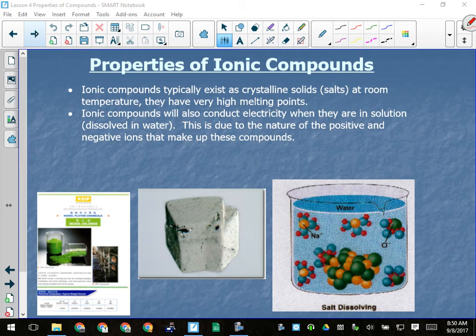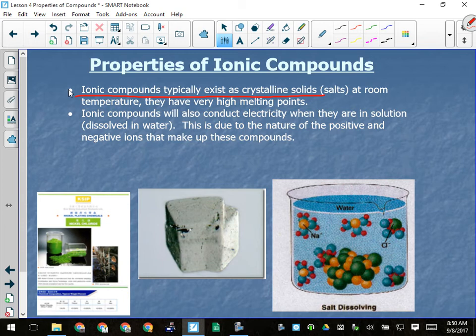No. Okay, the reverse is not true. A prime example could be sugar. Sugar is a crystalline solid at room temperature, but it's a molecular compound, not an ionic one. So all ionic compounds are crystalline solids at room temperature, but not all crystalline solids at room temperature are ionic compounds. But is it a pretty good bet? Yeah, it's a pretty good bet. So that's a big one.